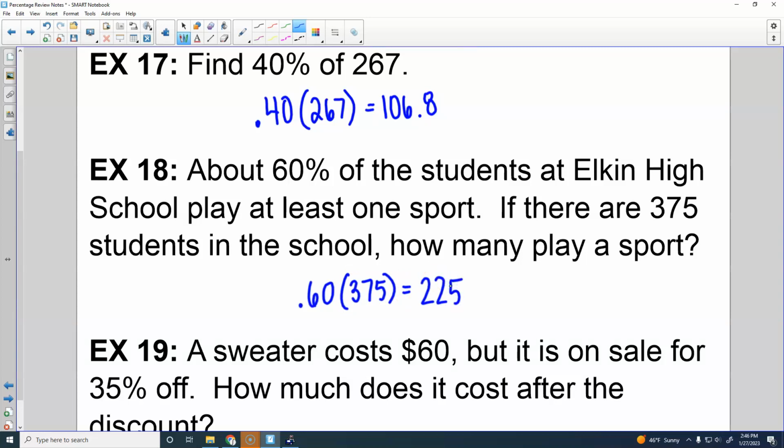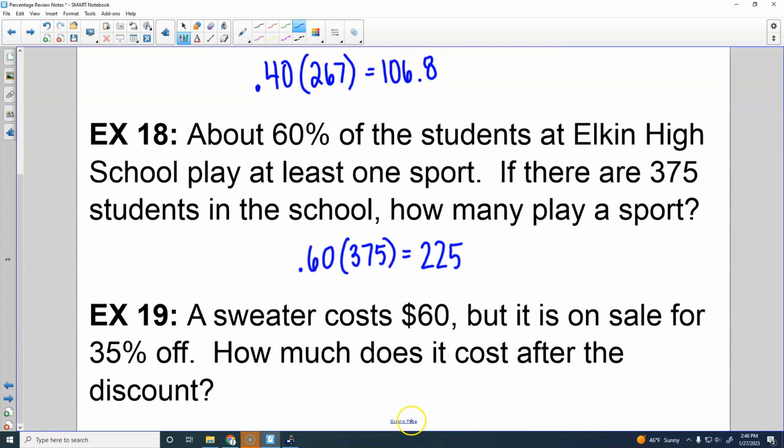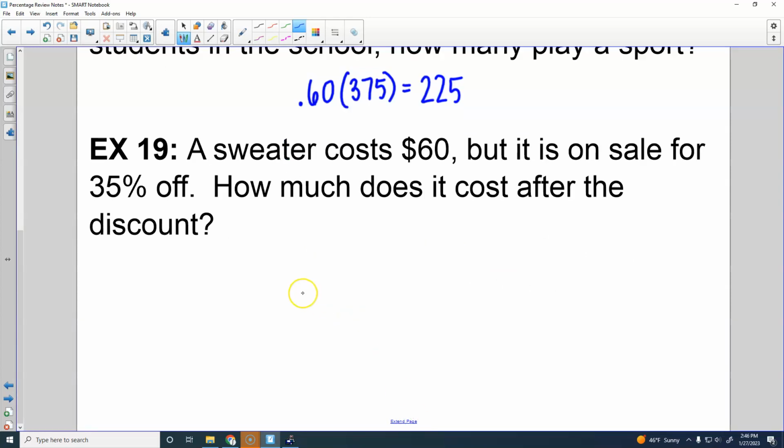Okay, and that should be a little more than half, right? So this would seem to be a little more than half, so that seems like a reasonable answer. Also ask yourself that for these problems, because as we get further.